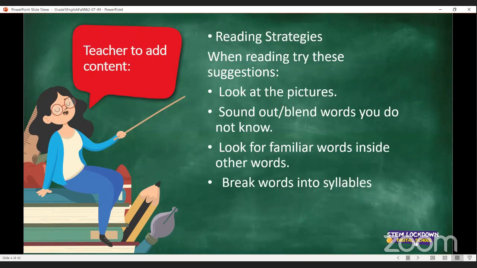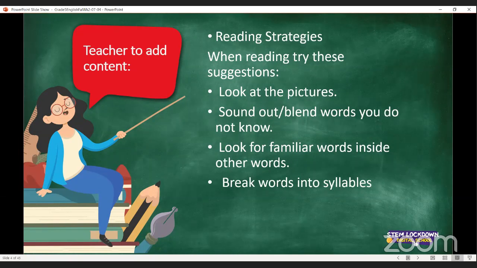Now, reading strategies are very important when we're trying to answer questions. And when we are reading, I would like you guys to try the following ideas. You're welcome to write them down and take notes because you can use this information for not only English, but any subject. You can use it for your content subjects, you can use it for Afrikaans. It will help you across the board.